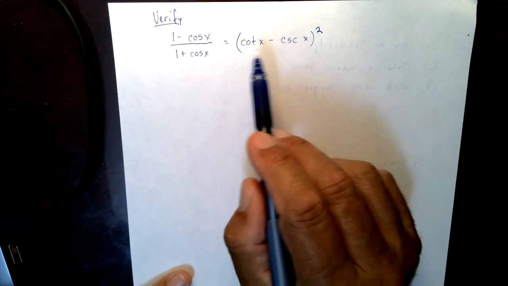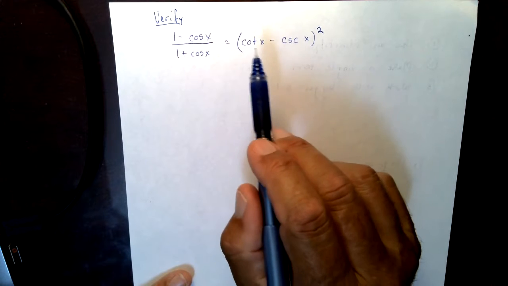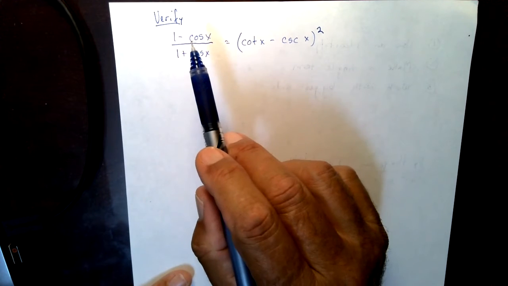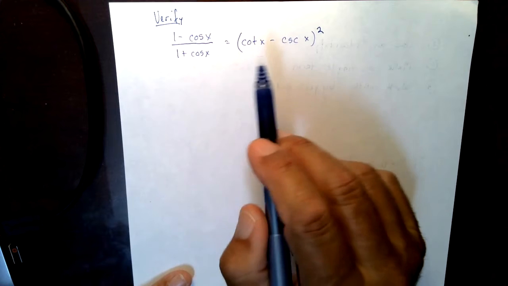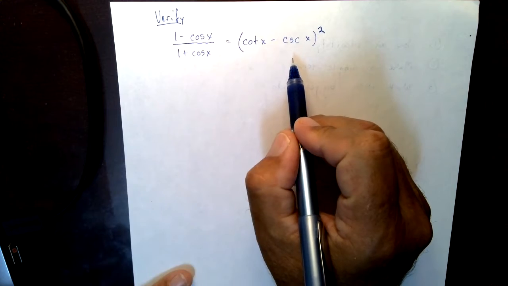cotangent and cosecant. I can change those to cosine and sine because they're the ones I feel most comfortable working with. Also, when I have a single term on one side and two terms on the other, I'm thinking about I want to combine those. So I think I'm going to work with the right side.